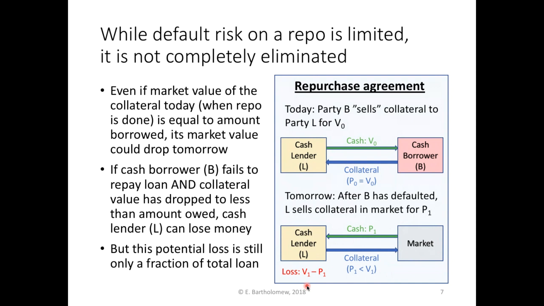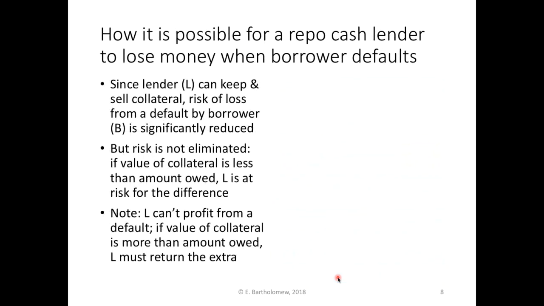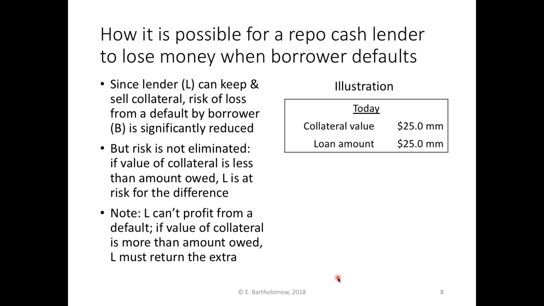Now, it's worth noting that this is likely going to be a small fraction of V1. So if they did the unsecured loan, they would have a potential loss of V1. Here, they only have the potential loss of V1 minus P1. Now, how is it possible for the repo cash lender to lose money when the borrower defaults? Let's look at an illustration.